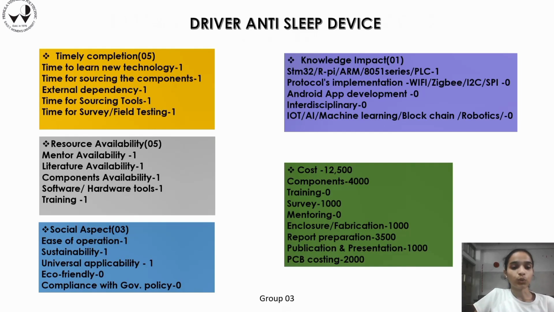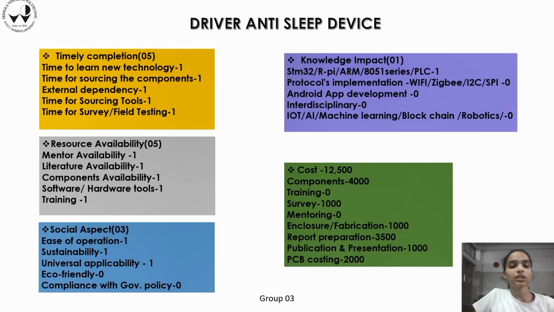Time for sourcing tools, hardware and software tools. If the hardware and software tools are available in nearby areas, we have to give it 1, and if not, we have to give it 0. Time for survey or field testing. If this project takes a lot of survey, we have to give it 0, and if it's not taking too much time, we have to give it 1.